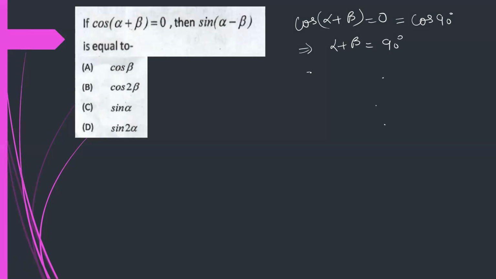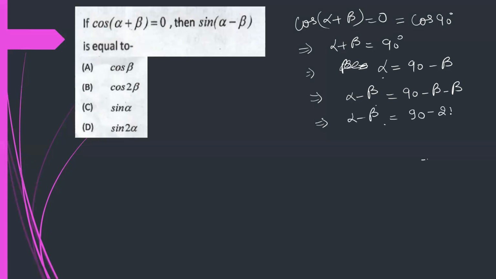I hope it's clear. Further, what we need is alpha minus beta. So we'll take alpha equals 90 minus beta. Subtracting beta from both sides, we get alpha minus beta equal to 90 minus beta, which gives you alpha minus beta equals 90 minus twice beta. Taking sine function to both sides, sine 90 minus 2 beta.